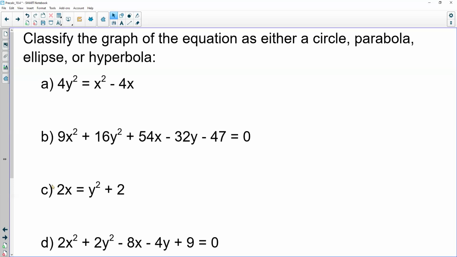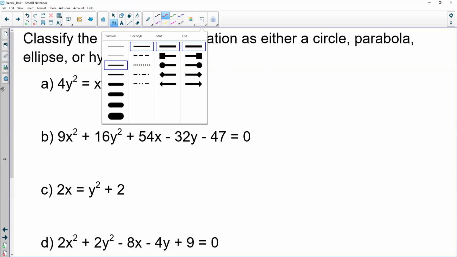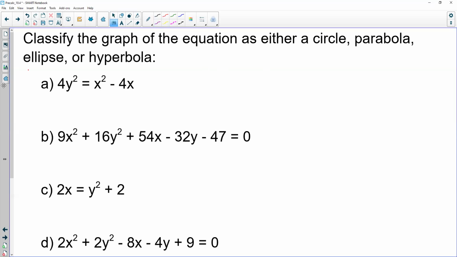So how can we determine which conic section we're looking at just based on its equation? As we said throughout this unit, each conic section has its own special characteristics in the equation. And if you know which characteristics to look for, you can identify these fairly quickly.